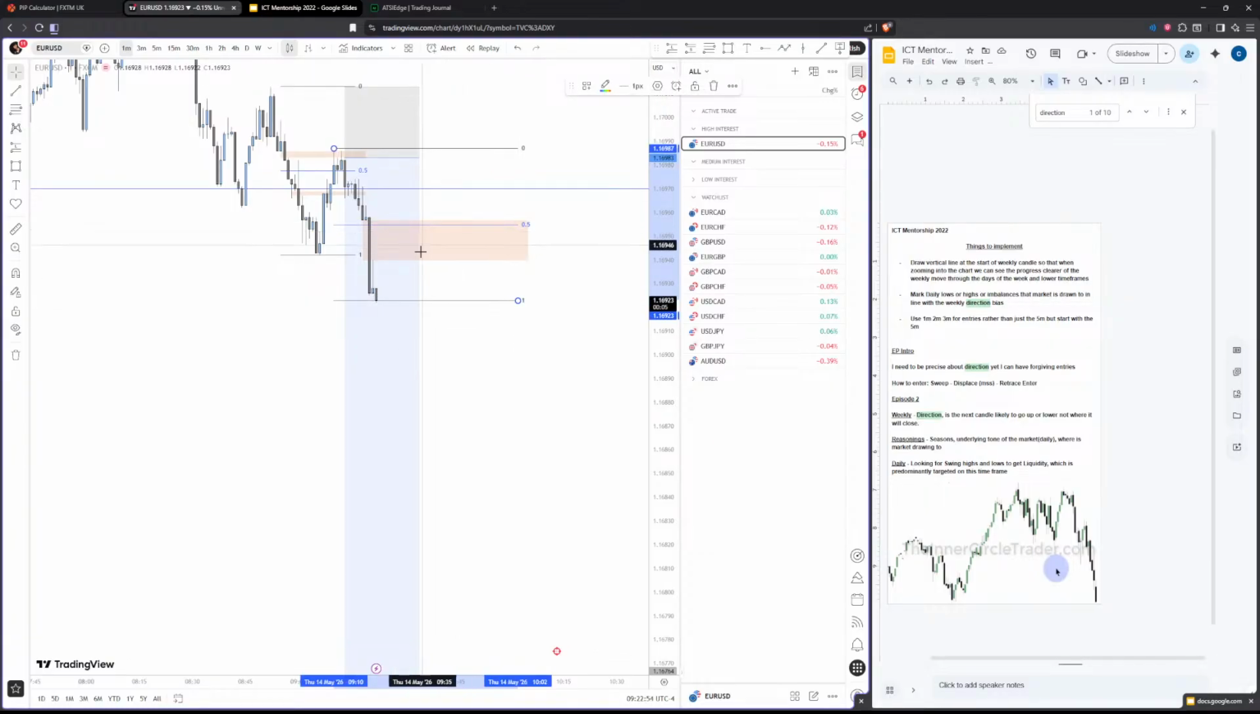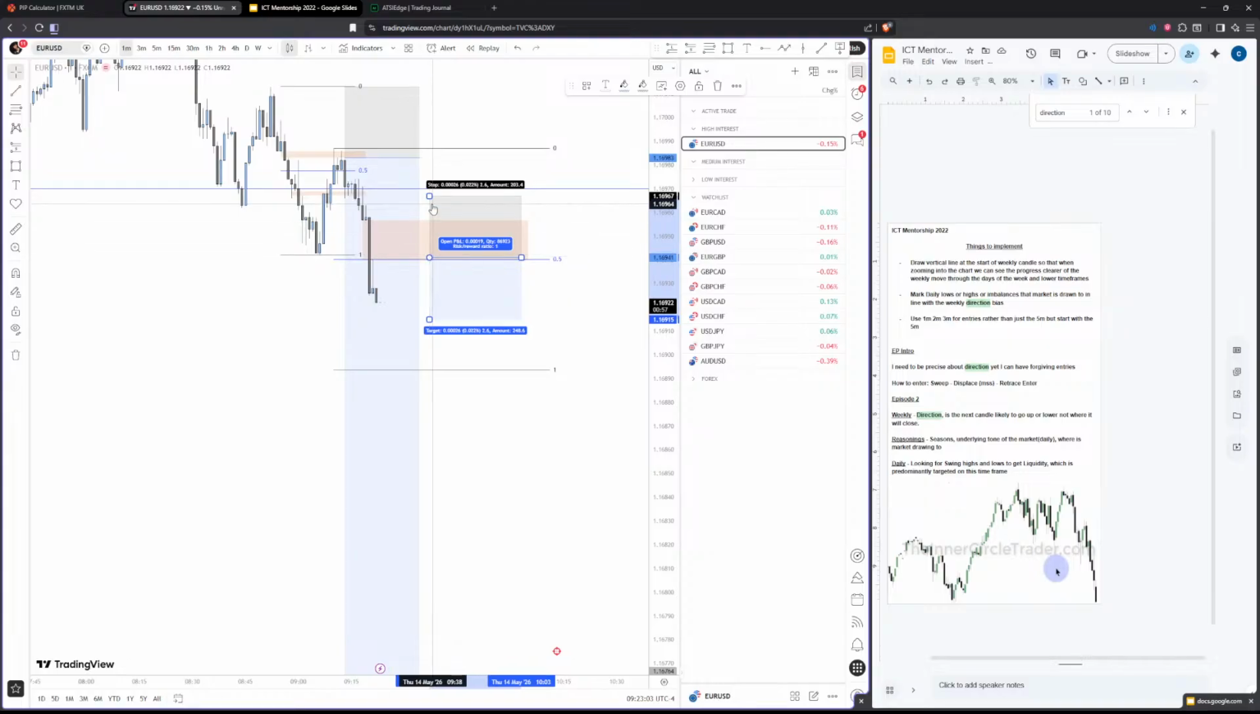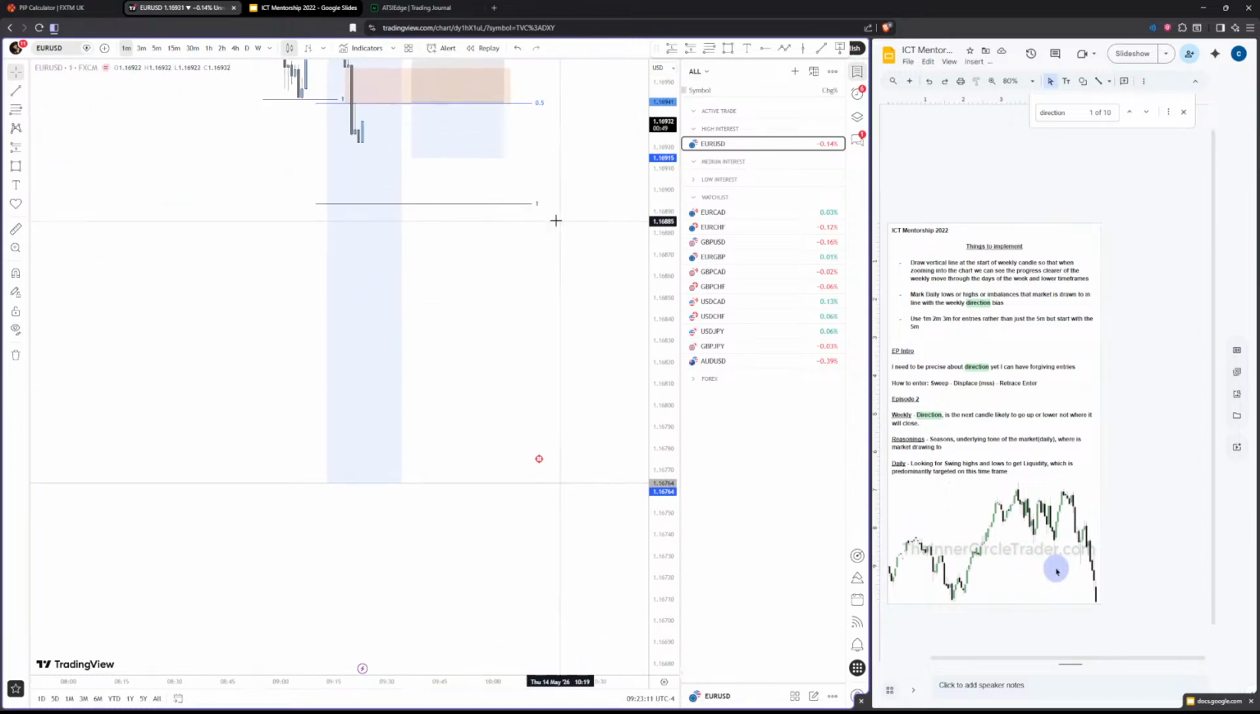And of course, we want this to be in the premium, so price needs to come down to this area for this to then be in the premium, for us to enter this, and then we can even set a stop loss tight like this. We just round it to 4 pips. That'll be another entry towards our target.